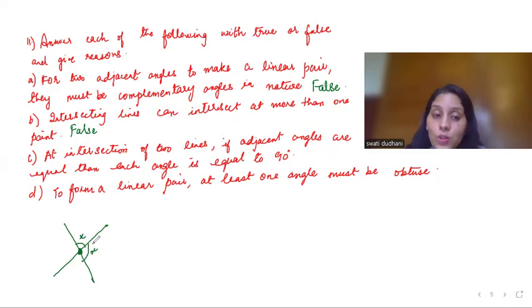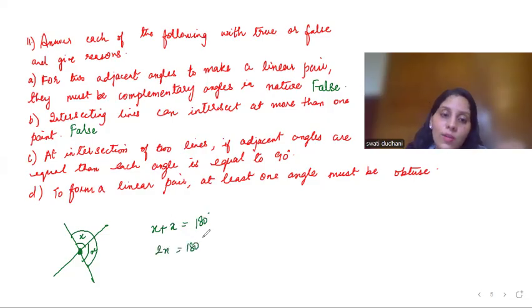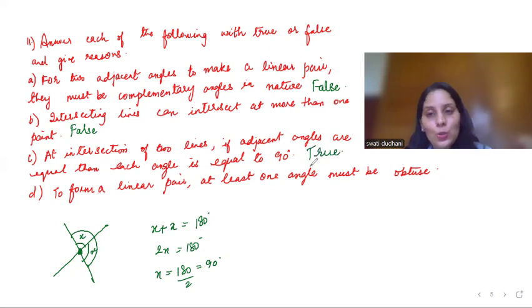Now let's see, is that true? Since they are on the same straight line, they are forming a linear pair. So I can write x plus x is 180 degrees because of linear pair. So 2x is equal to 180 and x is equal to 180 by 2, which is 90 degrees. So each angle will be equal to 90 degrees and this is true.